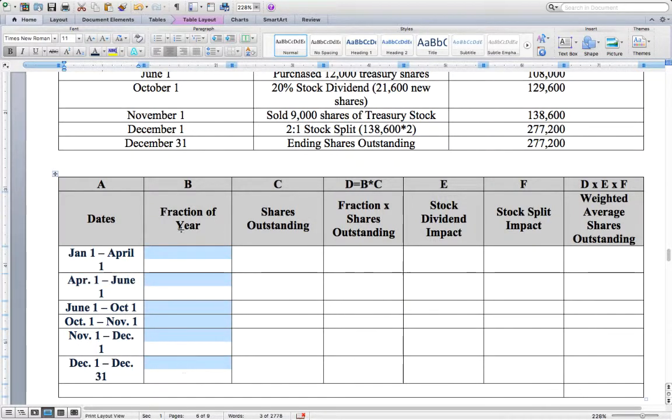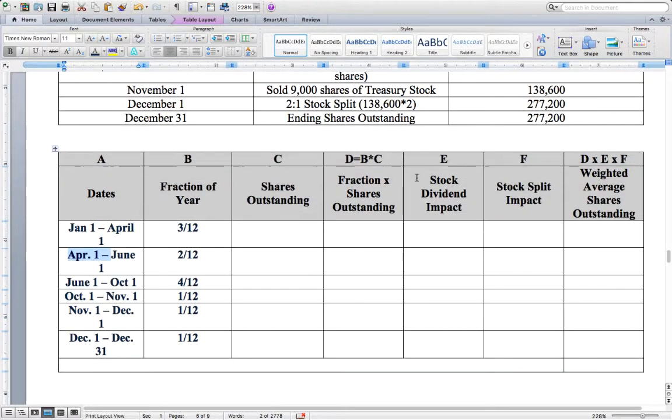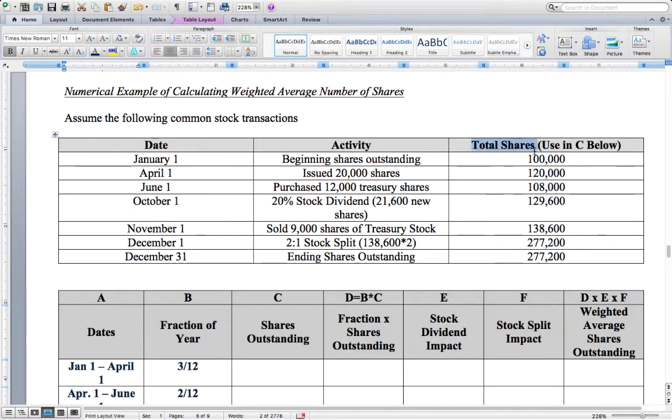Column B shows the fraction of the year in which the shares were outstanding. As you can see, 3 months of the year from January, February, and March. 2 months represents April and May, and so on. Column C, the shares outstanding, was taken from this table right here as we ran it up. So we started the year with 100,000 shares. We issued 20,000 shares in April, thus the total was 120,000 at the beginning of April.